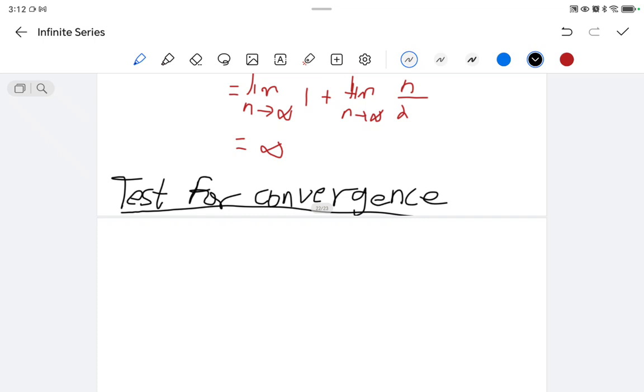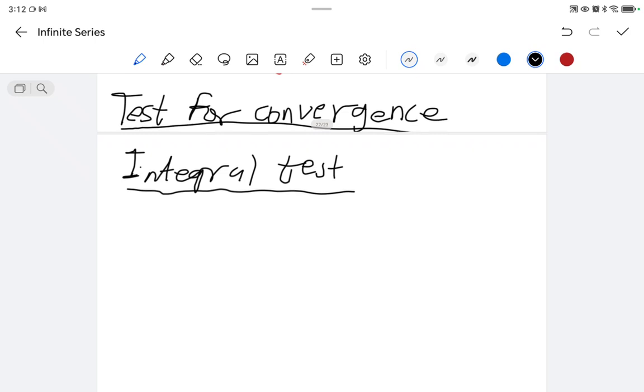That's how we're going to look for the test for convergence, right? We can test using different methods or different tests. So the first one that I want us to look at is the integral test. Even though we have used the integral test there, I want us to discuss it in detail. What do we mean when we talk about the integral test?